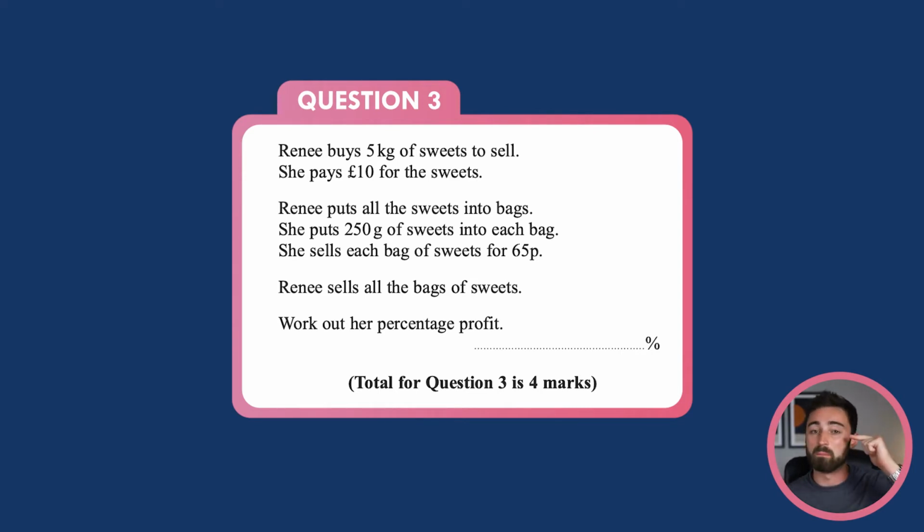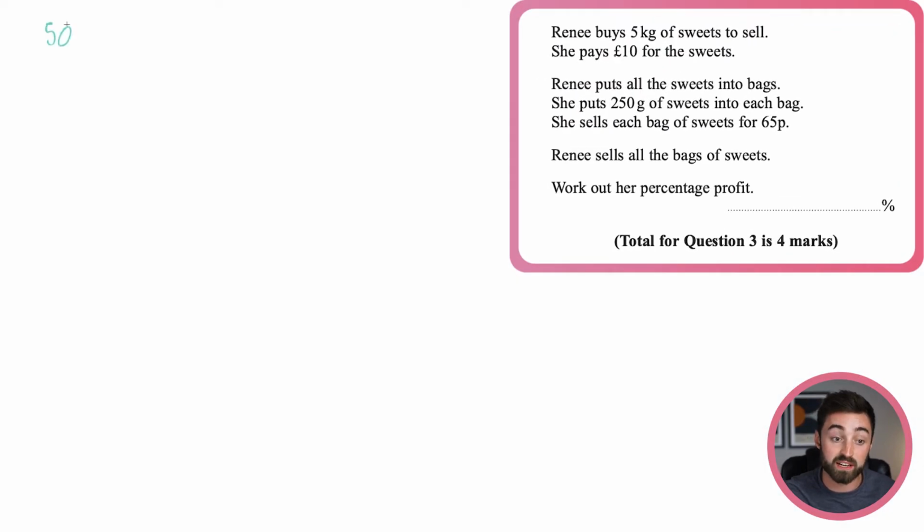We need to really go bit by bit, like cash in each bit of information at once, right? So why do I care that there's 5 kilos of sweets initially? Well, I think that's related to this: she puts 250 grams of sweets into each bag. Because if you think about it, 5 kilos is 5,000 grams. Each bag is 250 grams. So I suppose you could ask yourself, how many bags does she actually create from this absolute truckload of sweets?